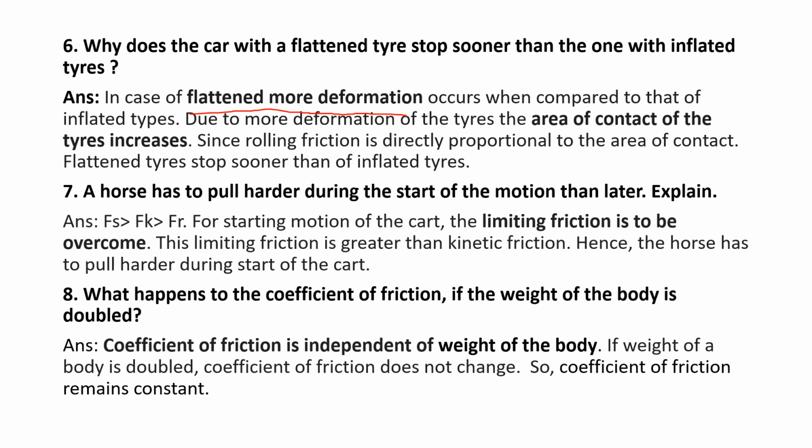See, in the case of flattened tires, more deformation occurs compared to inflated tires. So due to the more deformation of the tires, the area of contact of the tires increases. Since rolling friction is directly proportional to the area of contact, and inflated tires have less area of contact, they won't stop sooner. So flattened tires stop sooner than inflated tires. Just remember this: flattened has more deformation. If there is more deformation, then the area of contact is more. So that's the reason flattened tires stop sooner.